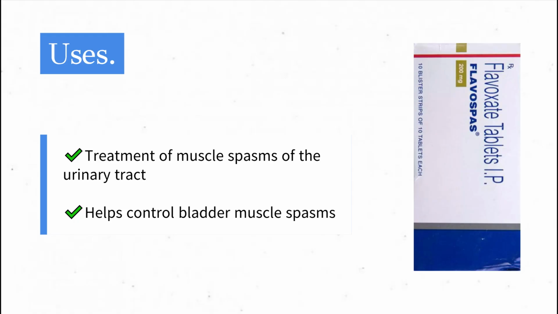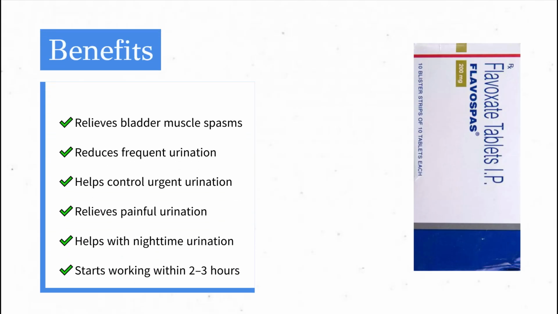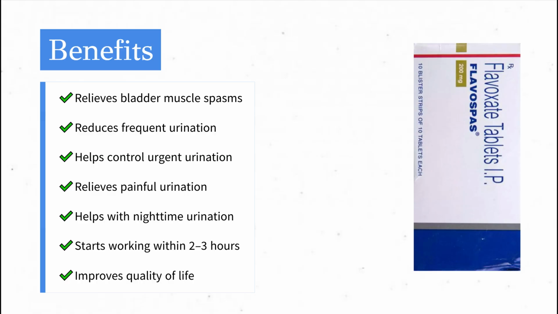It helps manage bladder muscle spasms that can cause urinary problems. Benefits. Flavospas Tablet helps treat uncontrollable contractions, also known as spasms, of the bladder muscles. These spasms can lead to frequent urination, an urgent need to urinate, and difficulty controlling the passage of urine.